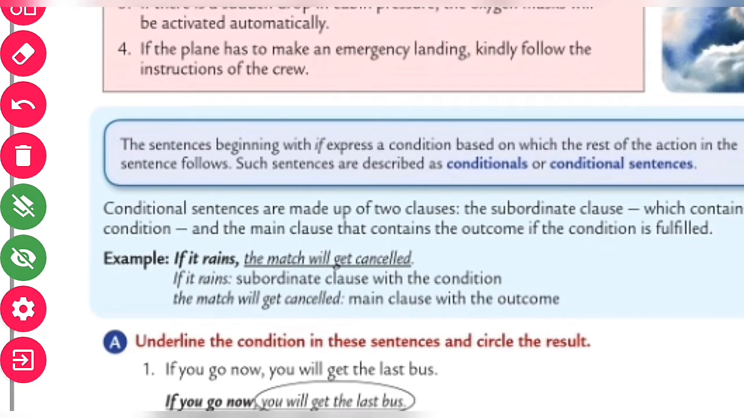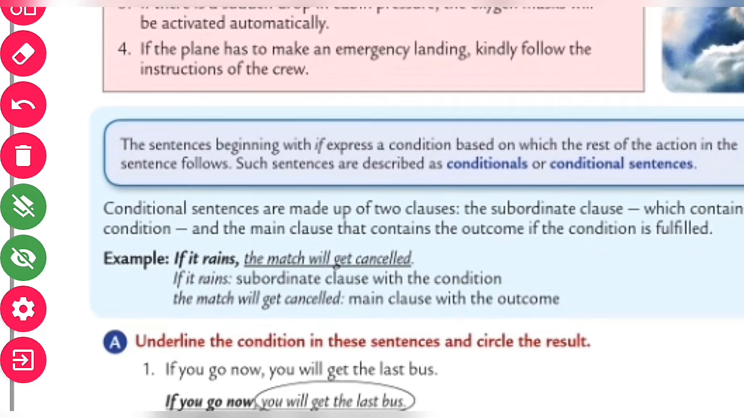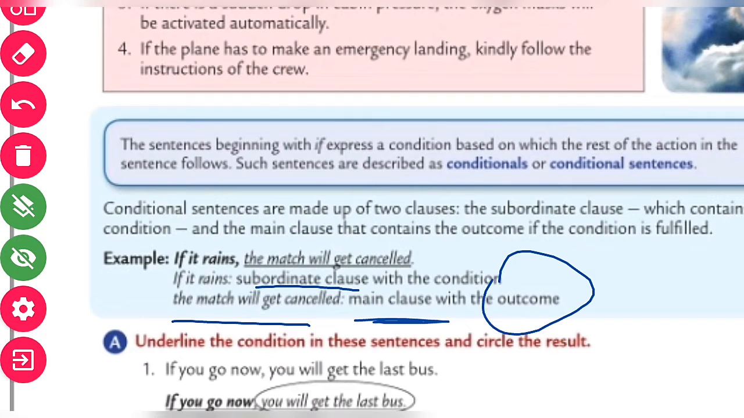See the example. If it rains, the match will get cancelled. So see that this is a condition on which this part of the sentence is dependent, or the outcome. If it rains, on the basis of this condition the match will get cancelled. Clear? Here, if it rains is a subordinate clause with the condition, and the match will get cancelled is the main clause, which is the result or outcome of the if clause or the conditional clause.